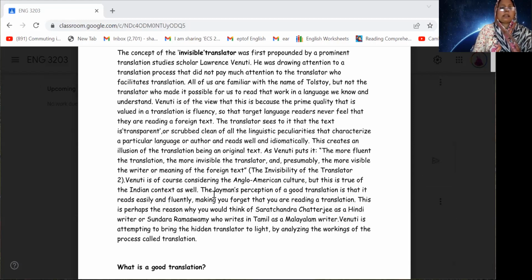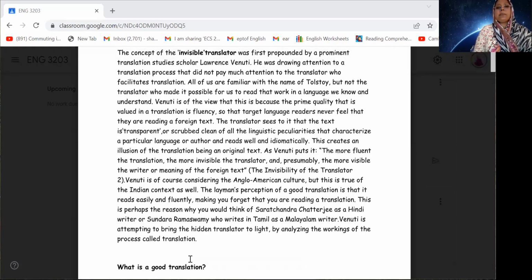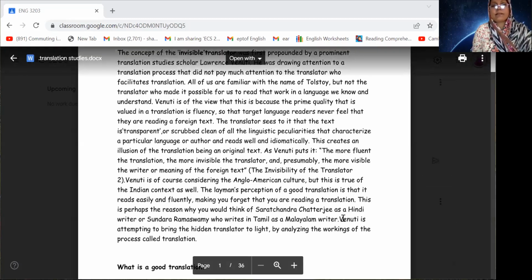The perception of a good translator is that it reads easily and fluently, making the reader forget that what they are reading is a translation. This is the reason why we read Sharat Chandra Chatterjee as a Hindi writer, or Sundara Ramaswamy, who writes in Tamil, as a Malayalam writer.